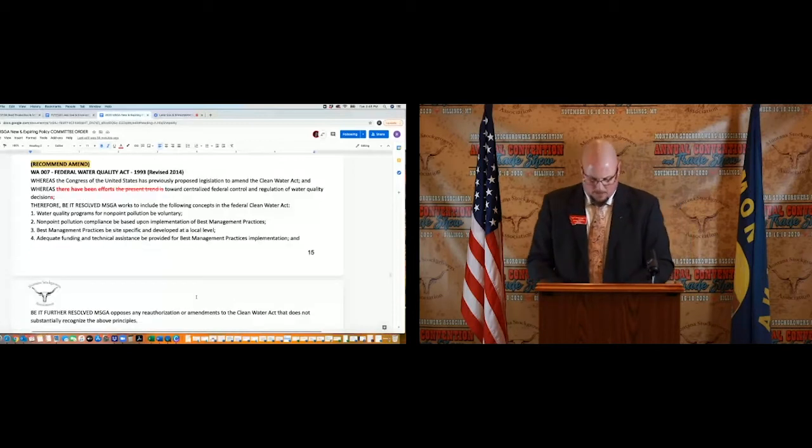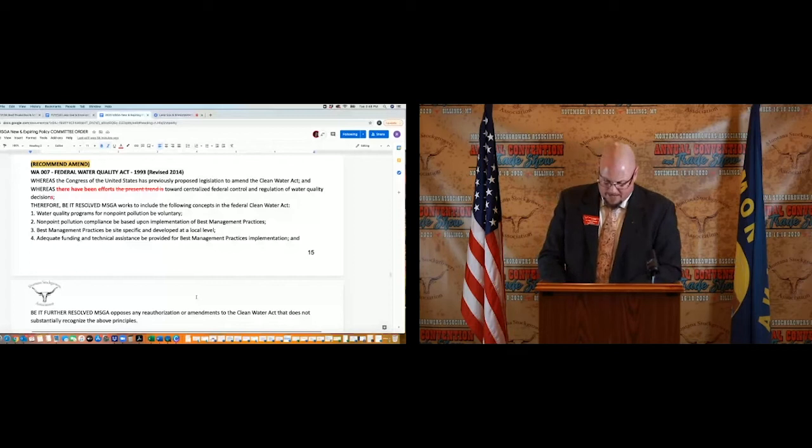WA007. Whereas there have been efforts towards centralized federal control and regulation of water quality decisions. Therefore, be it resolved, MSGA works to include the following concepts in the Federal Clean Water Act. 1, water quality programs for non-point pollution be voluntary. 2, non-point pollution compliance be based upon implementation of best management practices. 3, best management practices be site-specific and developed at a local level.